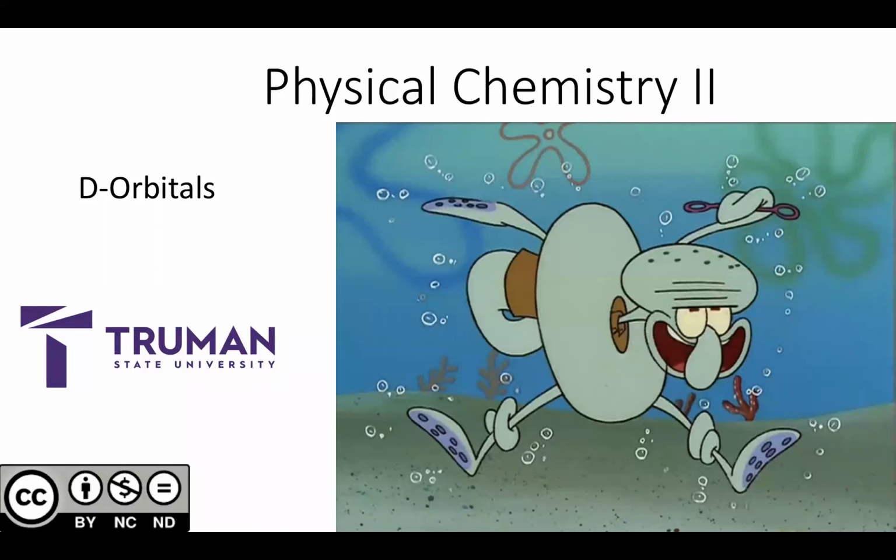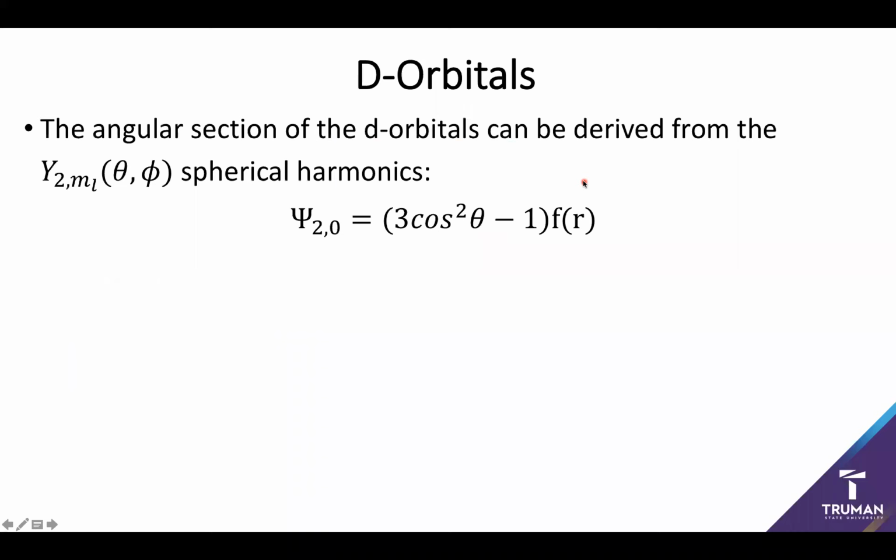So last time we talked about the shape and the formation of p orbitals. Today we're going to be taking a lot of these same ideas and just extending them a bit further with d orbitals. So as we've seen previously, we can separate out the radial components from the angular components of a wave function. So we're going to be mostly focusing in on the angular section of our d orbitals.